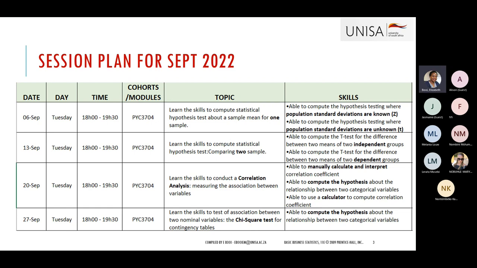Next week, Tuesday, we're going to be looking at hypothesis testing for 2 samples. And the following week, we're going to be looking at the correlation. And the last week, we're going to be looking at the chi-square. So that is the schedule for the entire September.